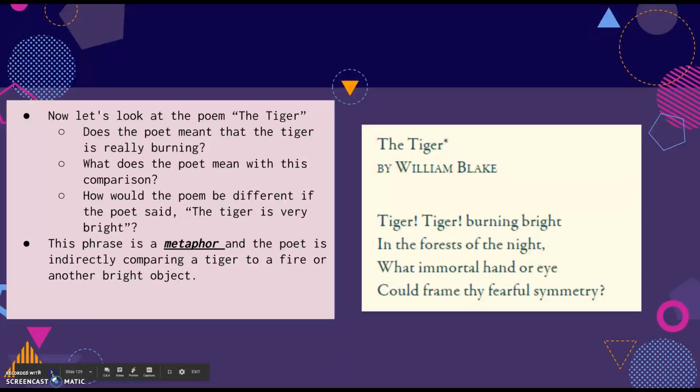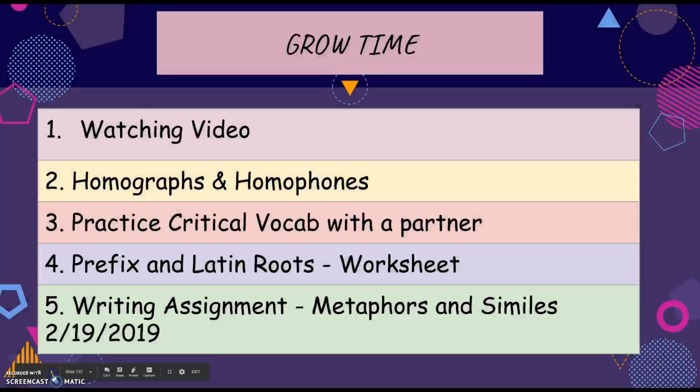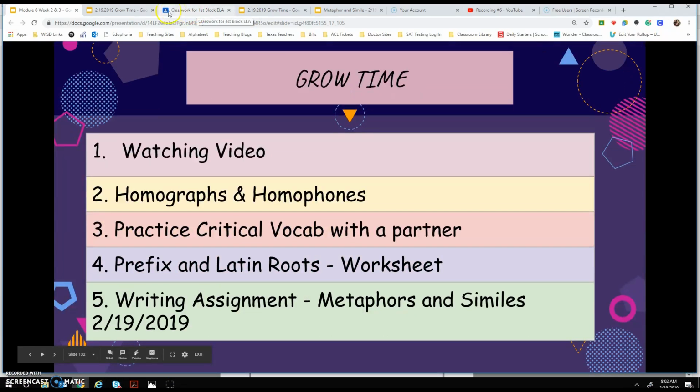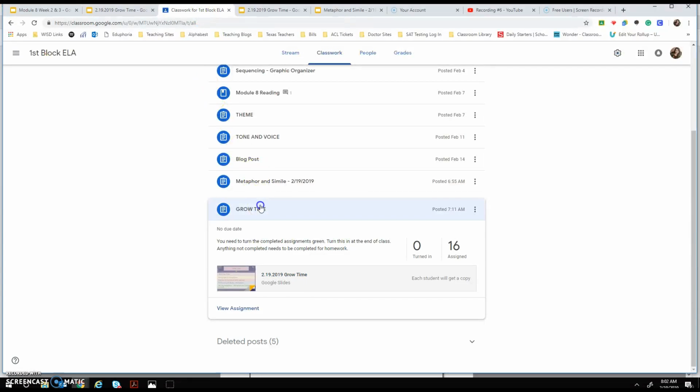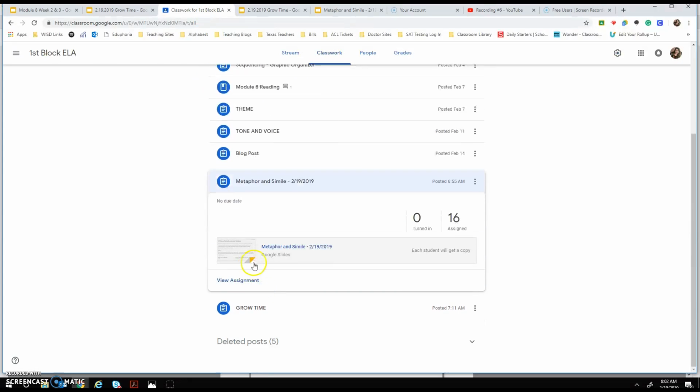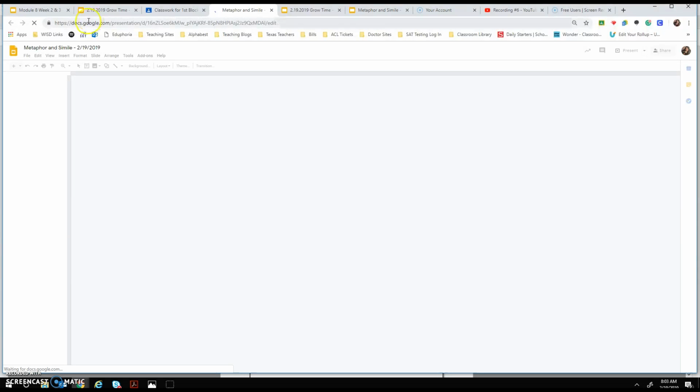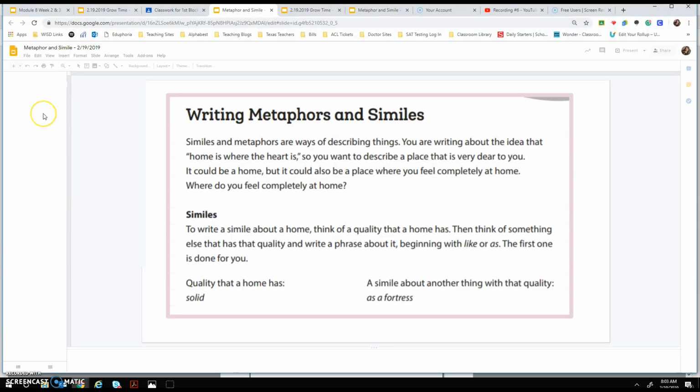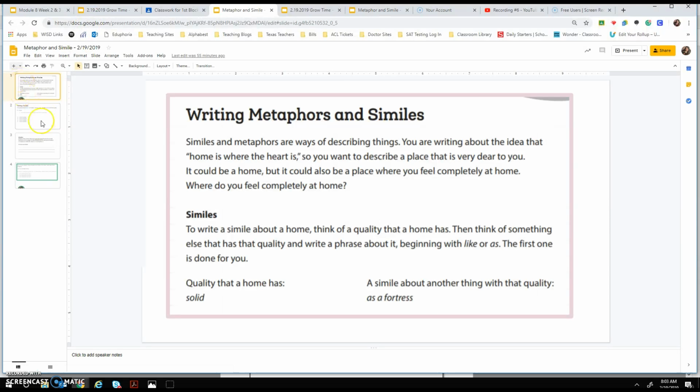Then when we move on to the writing workshop, you are going to have the honor of filling out this metaphor and simile post that is right here. So you'll come here and there is writing metaphor and similes. You're going to walk yourself through these directions.